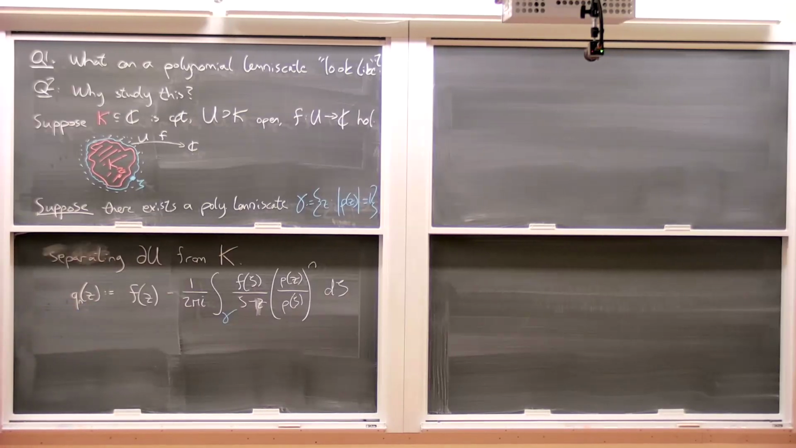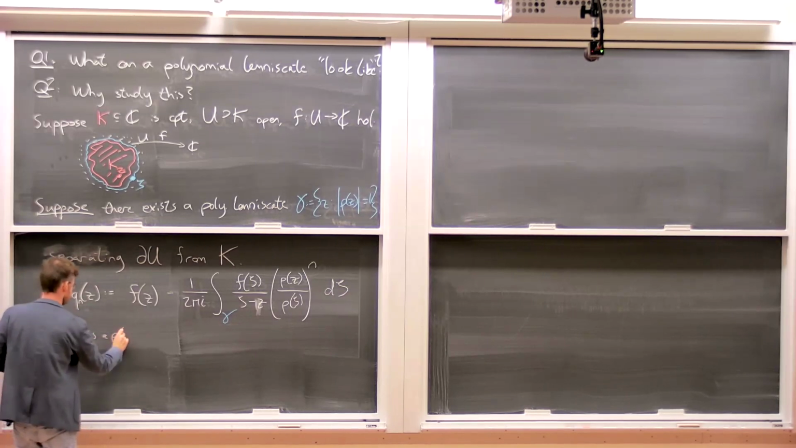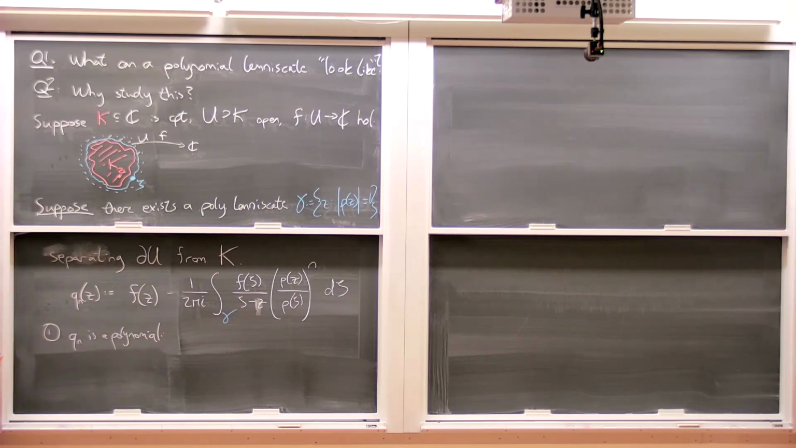So two things are true. And by the way, please feel free to interrupt me at any point if you'd like clarification or would like to ask a question. So two things are true. One is that q sub n is a polynomial. This isn't so hard to justify.